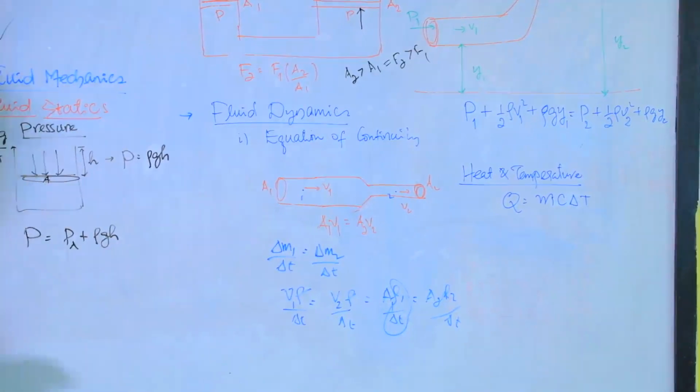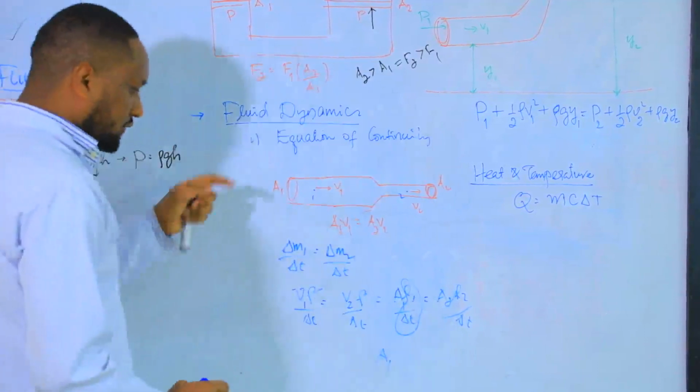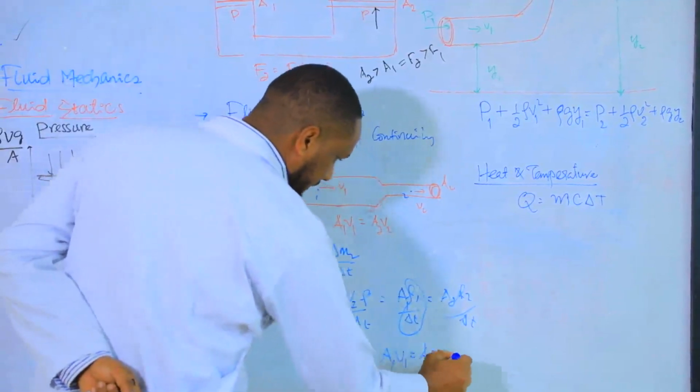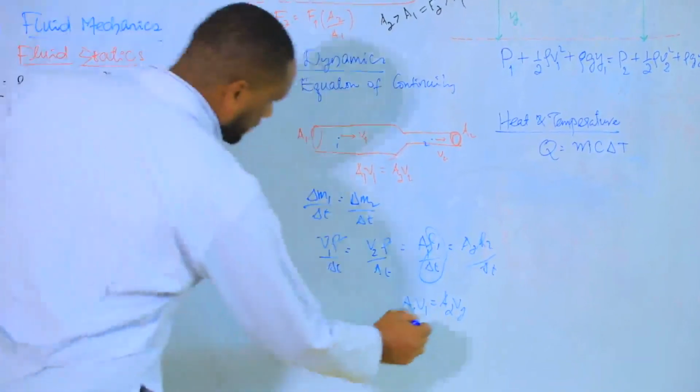The length that the fluid travels per unit time gives us the speed at which the fluid is moving, so that finally we come up with the equation of continuity as A1 V1 is equal to A2 V2, okay? A1 V1 is equal to A2 V2. So this is what we call the equation of continuity.